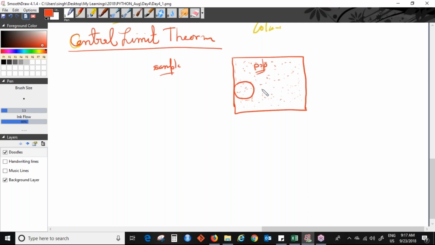There are different techniques which are used to do this. We'll not go into the details. That is pure statistics. We'll only see what is important from a data science perspective. Okay, so let us see what is the central limit theorem.